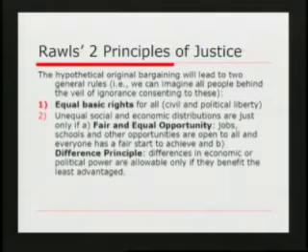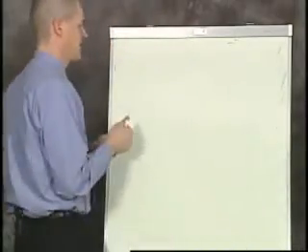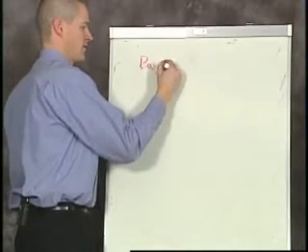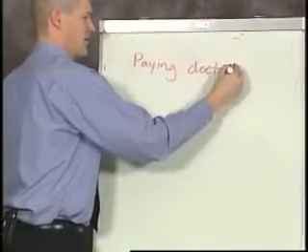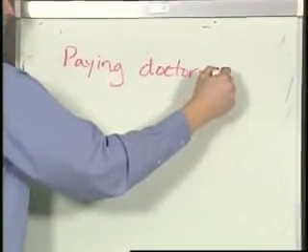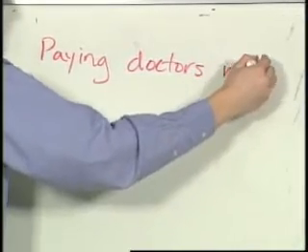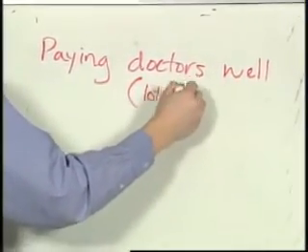Okay, the second principle is called the difference principle, which says that differences in economic and political theory are only allowable if they benefit the least advantaged. So, let's take some examples of this and see if we can make some sense of this. I'm going to erase some of this up here. Let's take the example of, this is one of Rawls's examples, paying doctors lots of money.